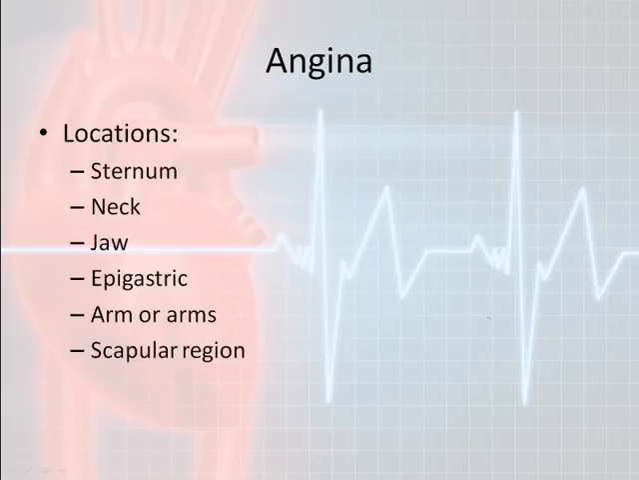They can usually be located on the sternum, the neck, the jaw, epigastric, which is the upper abdominal area, or the arm, one or both of the arms. It's not always specific to one arm or the other. It used to be if it's radiating down the left arm, then it's a heart attack. Well, it could also radiate down the right arm and still be a heart attack, including the scapular region, which is on the back.